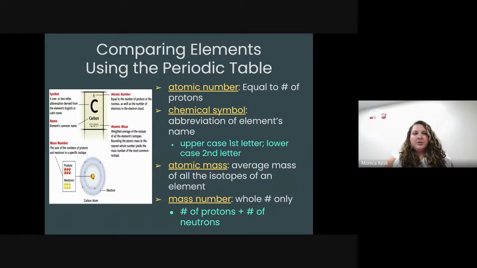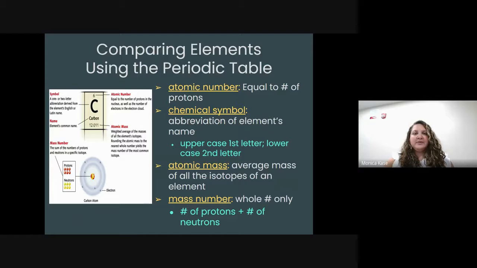Okay. So when comparing elements using the periodic table, this is a very important slide, and I would probably put a highlight or somehow box this information. This is important. So we've got our atomic number. The atomic number is equal to the number of protons, which we just talked about in that last slide. The chemical symbol is the abbreviation for that element's name. So it's always going to have an uppercase first letter, and if there is a second letter or letters after that, they will all be in lowercase.